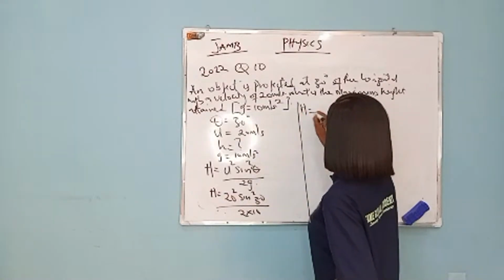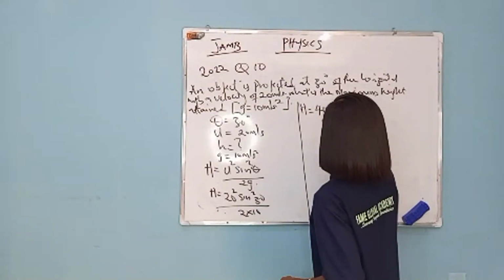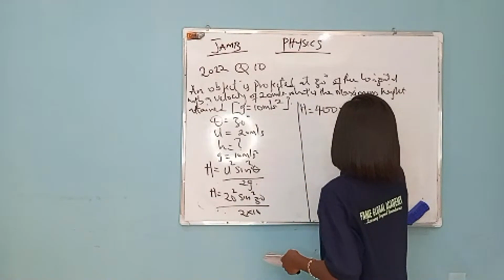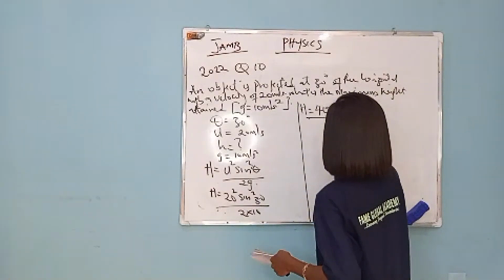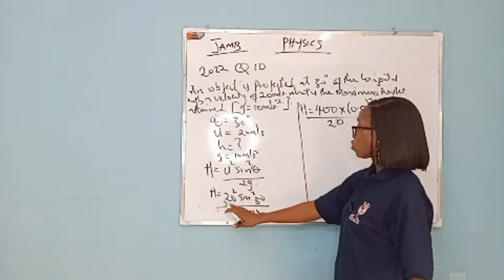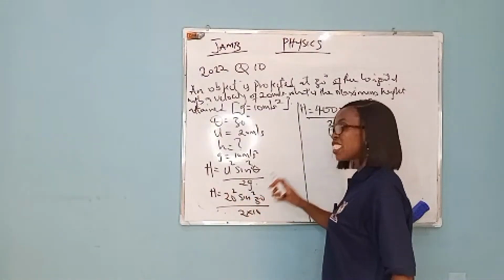H is equal to 20 squared, which is 400, times sine 30, which is 0.5, squared, all over 20. I have 2 times 10 is 20. 20 squared is 400. Then sine 30 is 0.5.